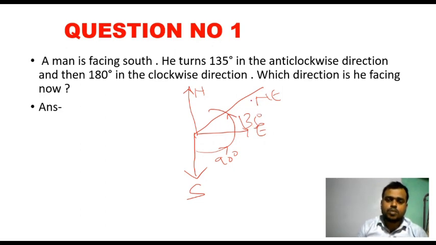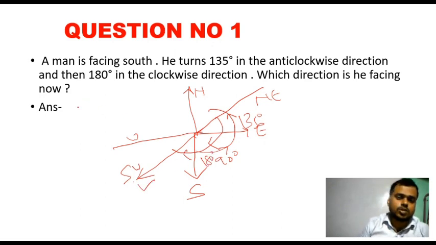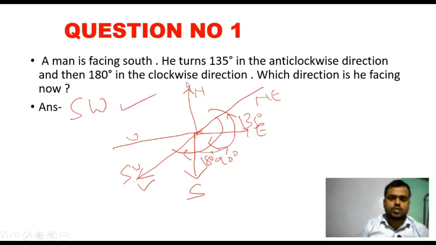Now the man faces northeast. After that the man turns 180 degrees in the clockwise direction. We just have to know that 180 means a straight line, so we consider a single straight line, because the opposite of northeast is southwest. This is west, and this is south, and between south and west is the southwest direction. This is 180 degrees in the clockwise direction. Now the man is facing southwest, so the answer is southwest. I hope you clearly understood this question.